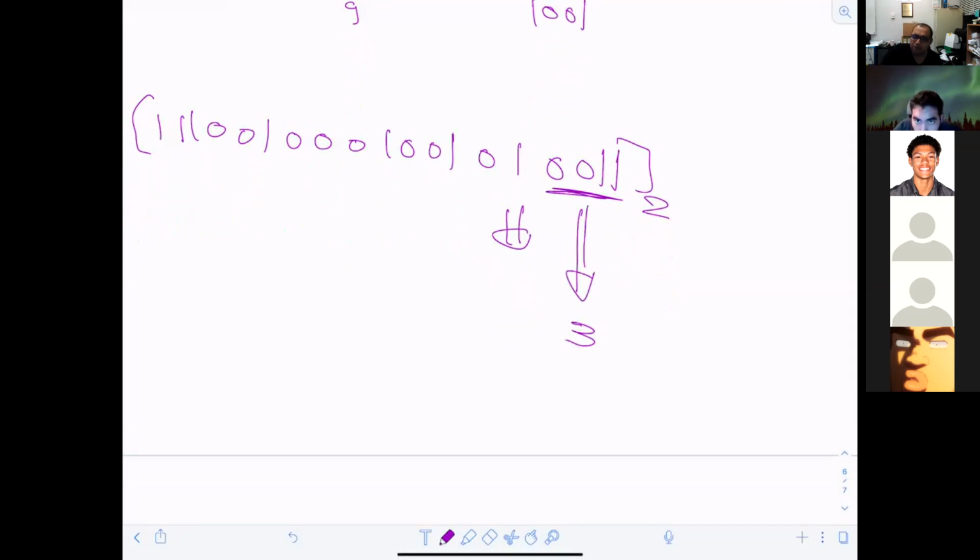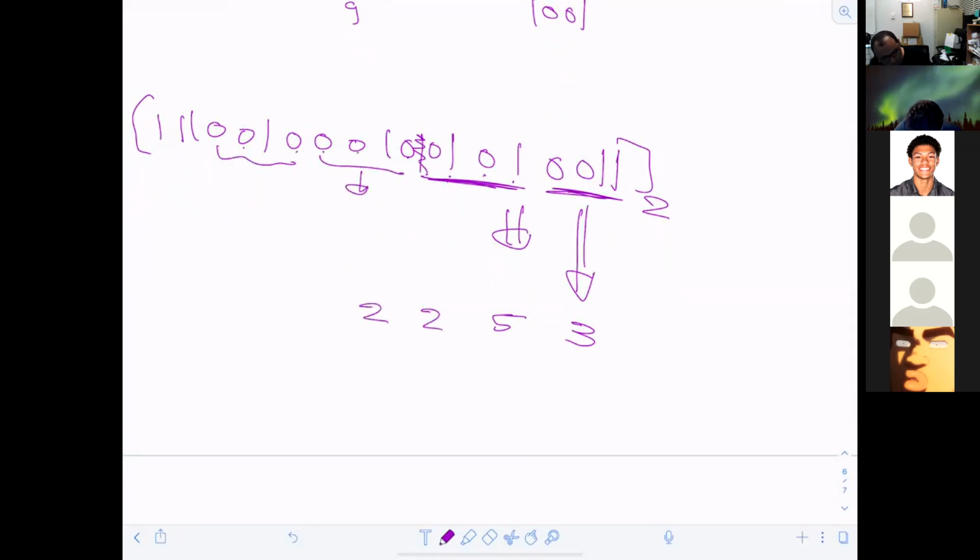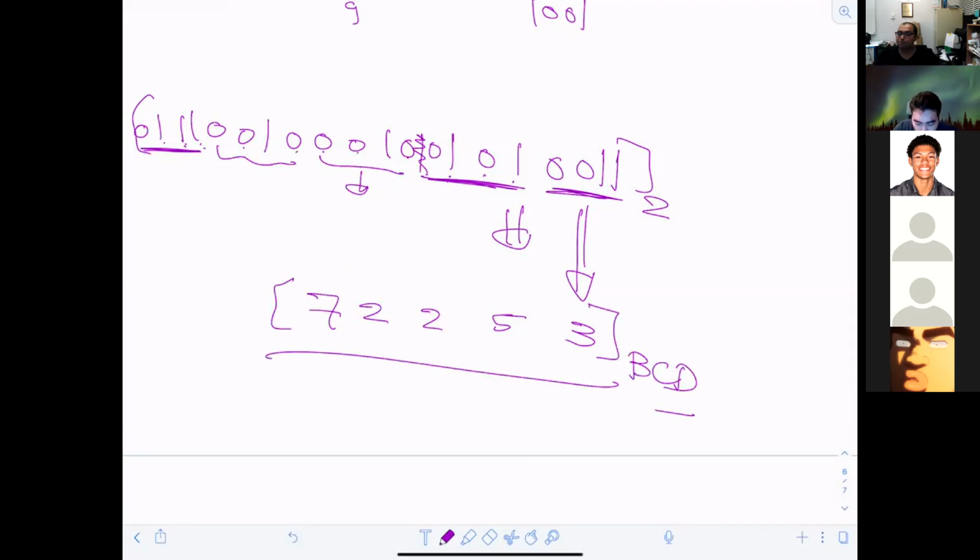Then I will take the second 4, because everything is 4 digits here, right? So 1, 2, 3, 4. This one is what? 5. Then 1, 2, 3, 4. This one is what? Also 2. 1, 2, 3, 4. This one also 2. Now 1, 2, 3. You can add any number of zeros on the left. It's not affecting anything. So that means 0, 1, 1, 1, so that means 7. So basically what you have in front of you is the BCD equivalent of the binary in front of you.